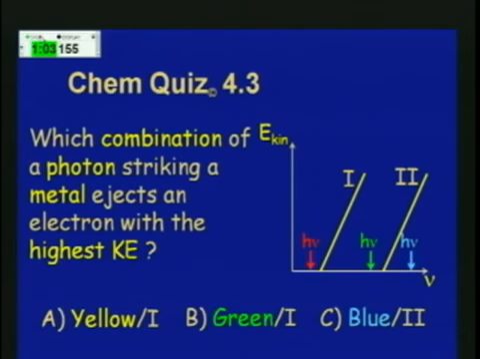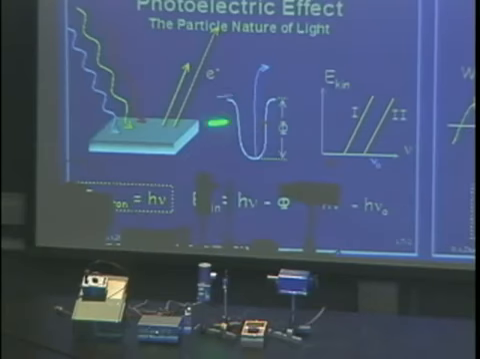So we remember, right? Oh, you can't see it. It's sort of hidden behind here. Right there. H nu minus the work function, right? Or H nu minus H nu naught. That's what we need. Which one is it going to be?